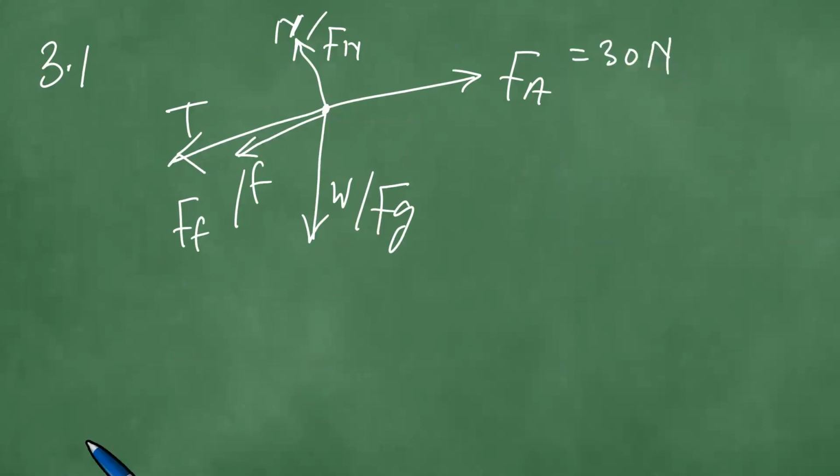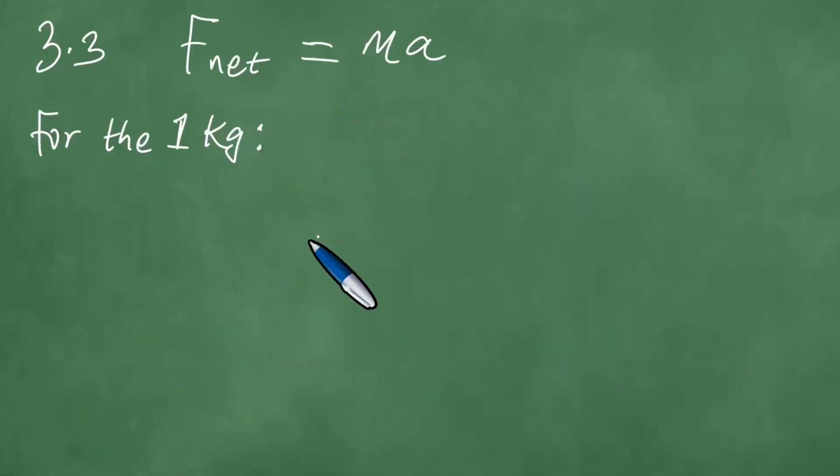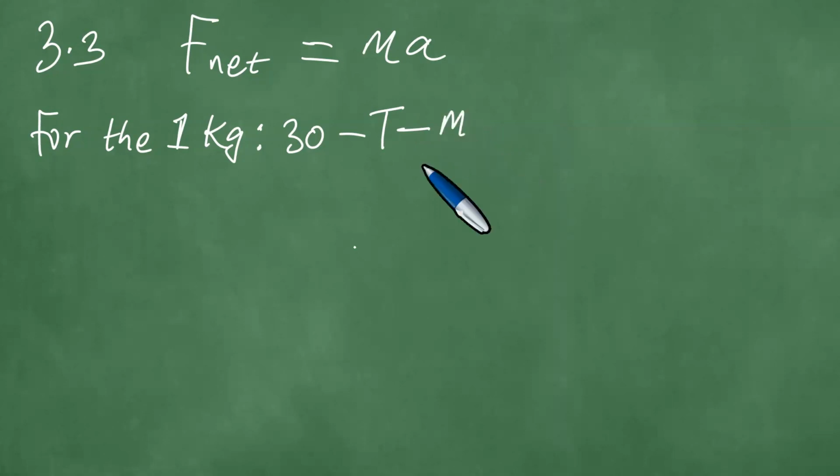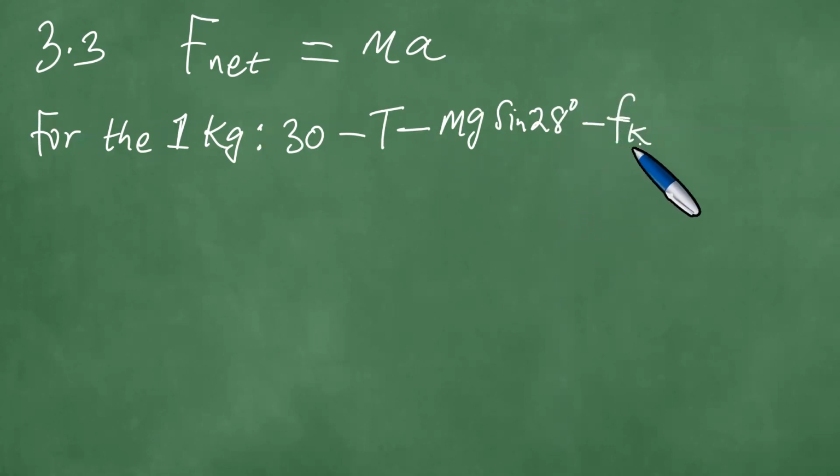We shall say the 30 newton force minus the tension, minus, because it's on a slope, the parallel component, which is mg times the sine of the angle of inclination of the slope, but there's also kinetic friction in the opposite direction of motion, and this equals MA.